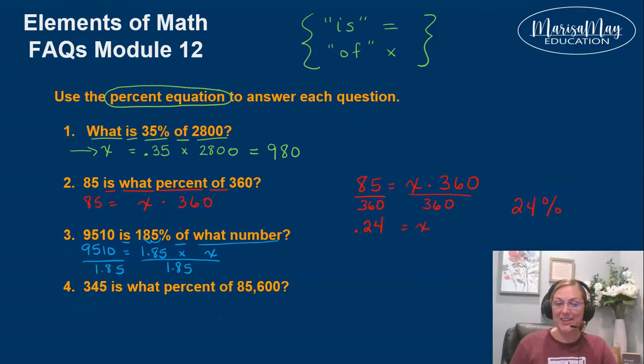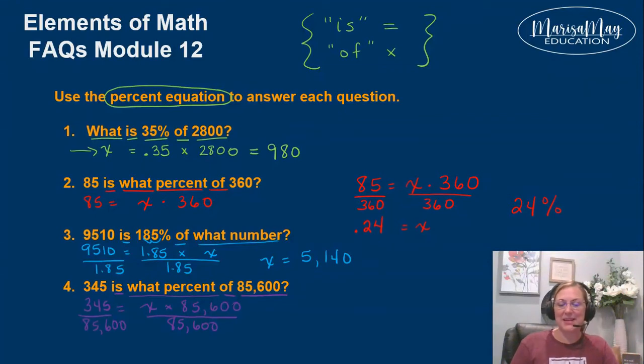Now it's time for our calculator, and I get 5,140. Again, I rounded, but no worries on that. Finally, let's look at number 4. 345 is what percent, that's X, of, that's times, 85,600. Again, what's happening to the X here? It's being multiplied. So we're going to divide by the 85,600.